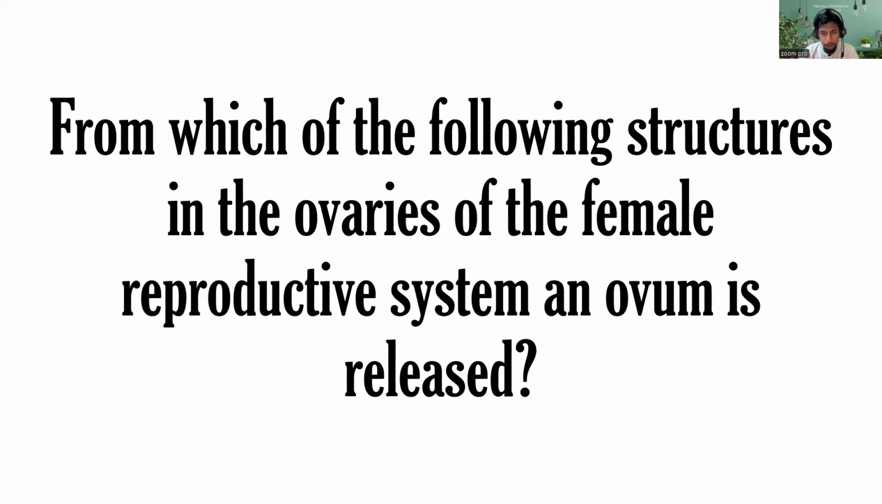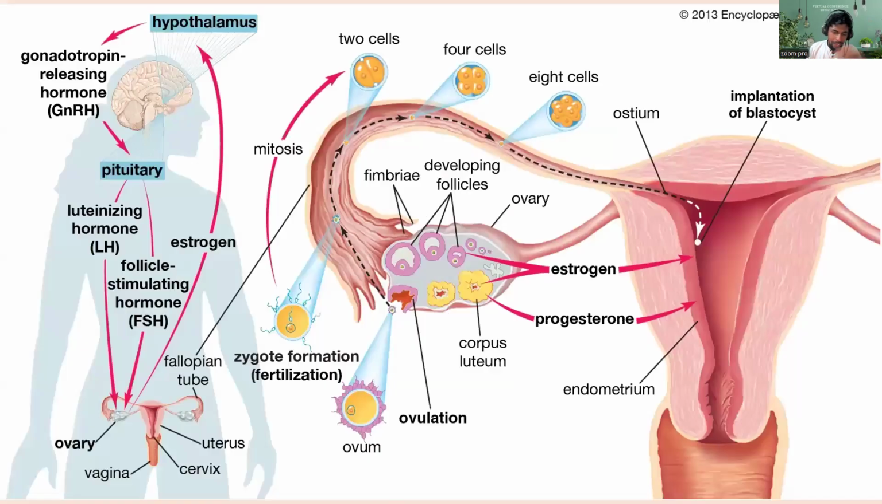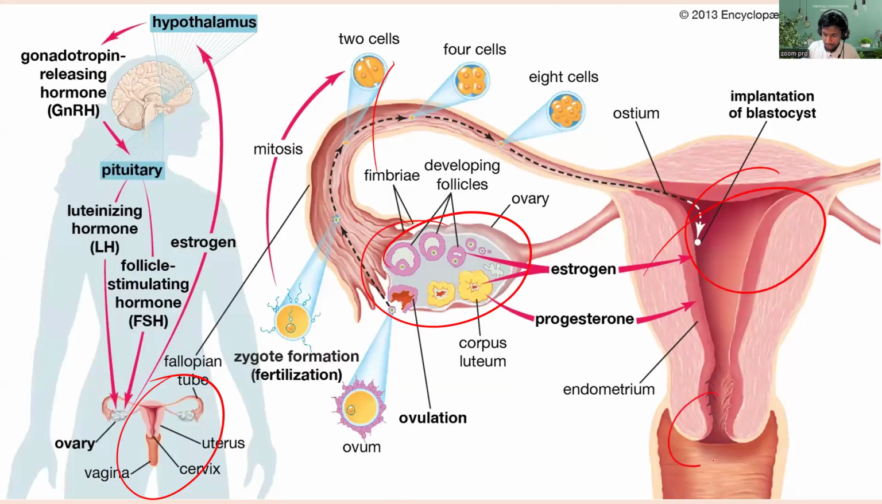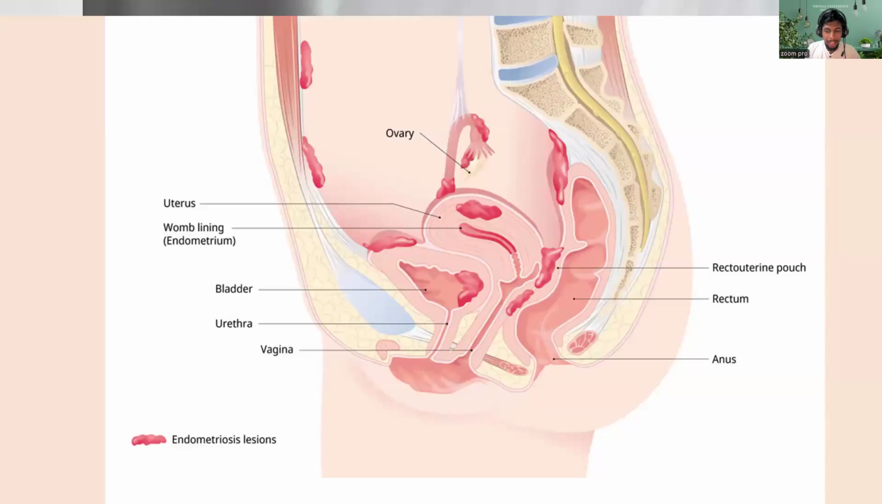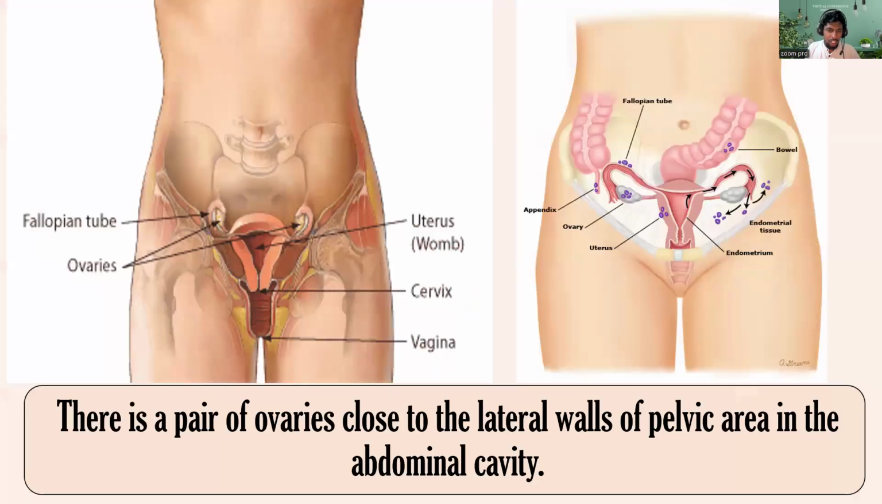The question is: from which of the following structures of the ovary of the female reproductive system is the ovum released? Okay, you know the location of the ovary. This is a structure of the female reproductive system. In the female reproductive system, we have the ovaries, the uterus, the vagina and so on. Here you can see the 3D structure. I will not explain all this detailed part, because you want to discuss all the questions, right? Okay. So here you can see the structure of the ovary.